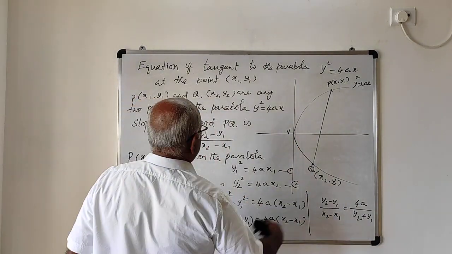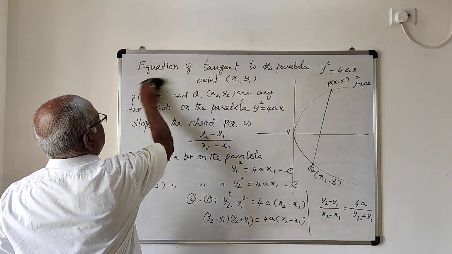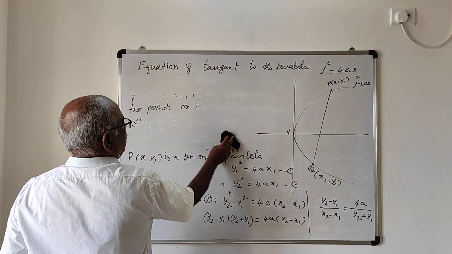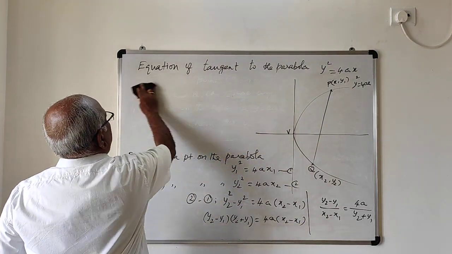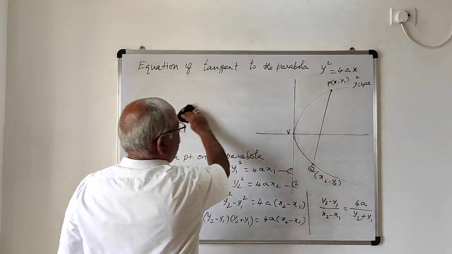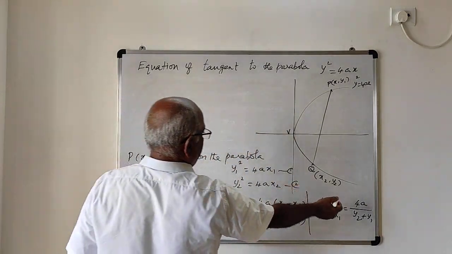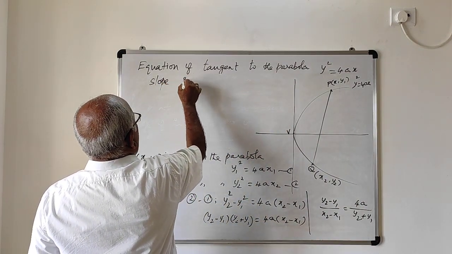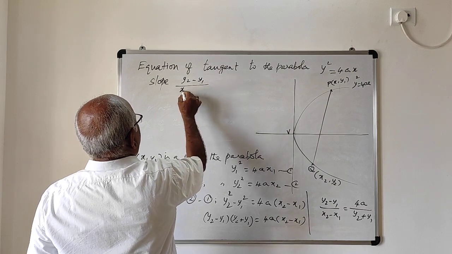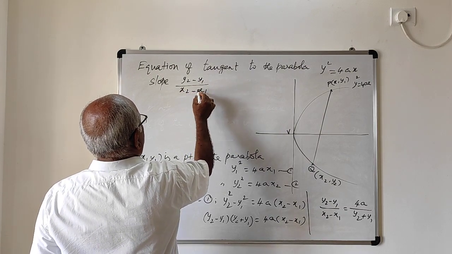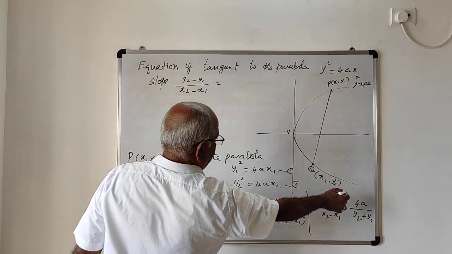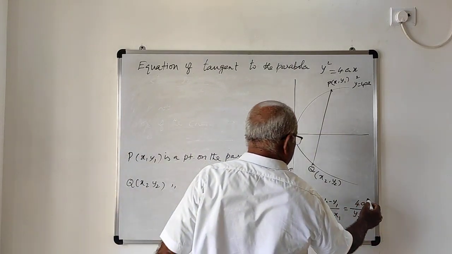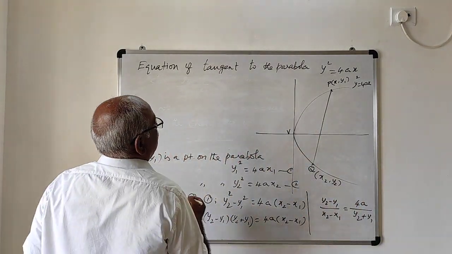The slope is this. Therefore, for the equation of chord PQ using the slope 4a, the slope of the chord, (y2 minus y1) by (x2 minus x1), is equal to 4a by (y1 plus y2). Here is the step: 4a by (y1 plus y2).